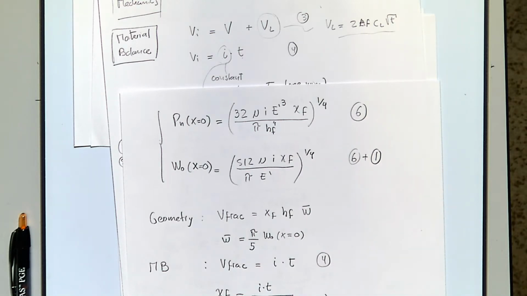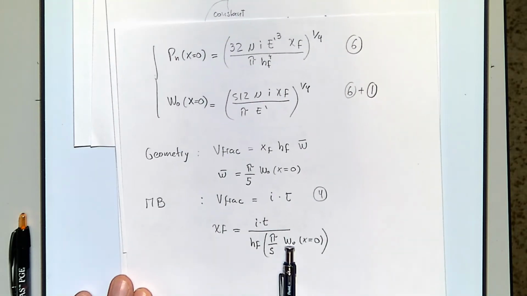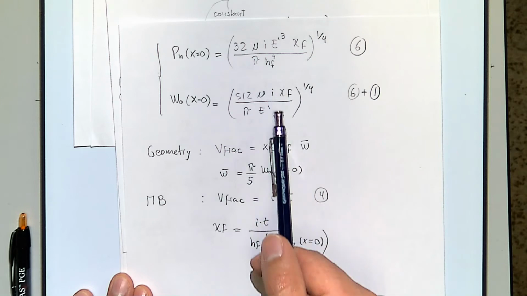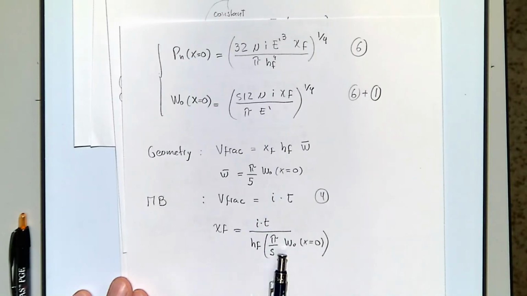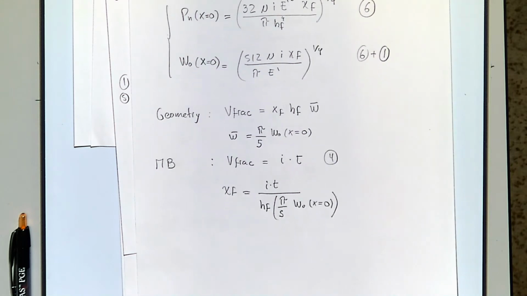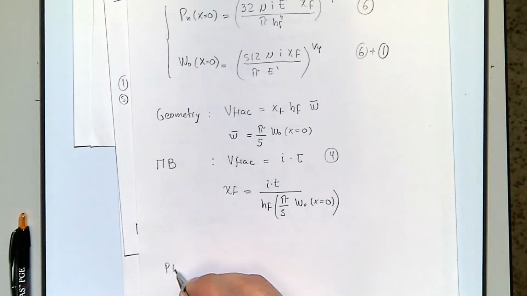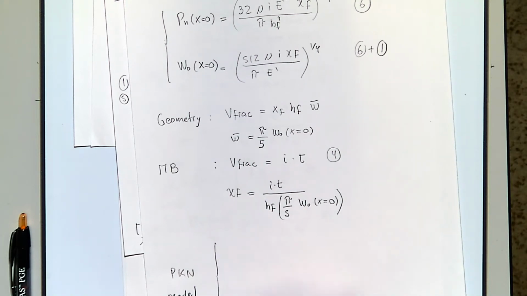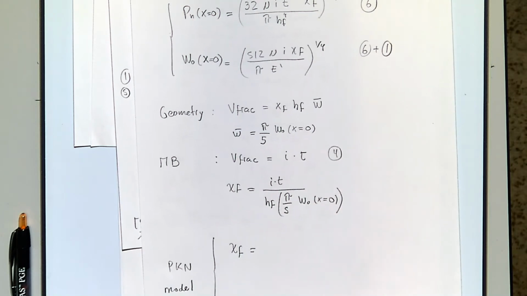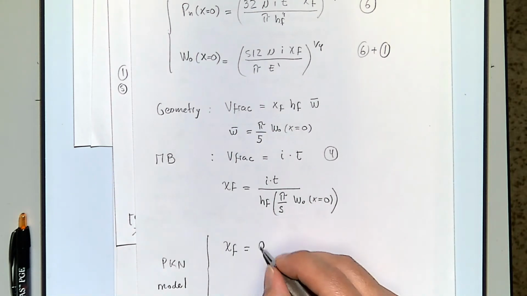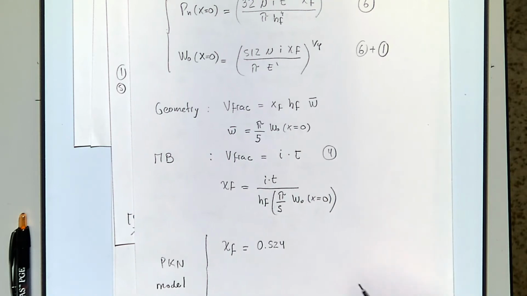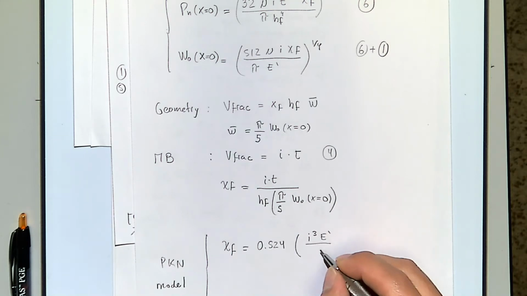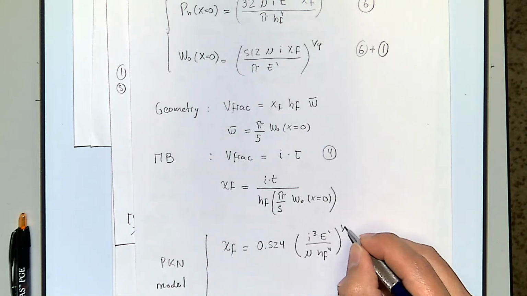And now you put this xf into these two equations, because now we know what xf is as a function of time, and you will get the final equations for the PKN model, where the fracture half length, this is just a number, it doesn't have any dimensions, is equal to this. We'll talk in a minute about the physical meaning of all these variables.